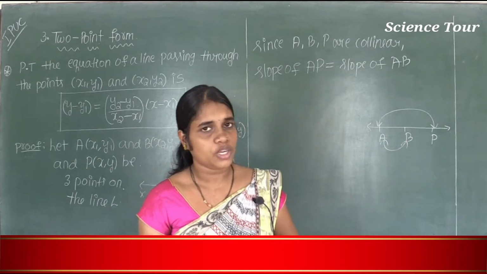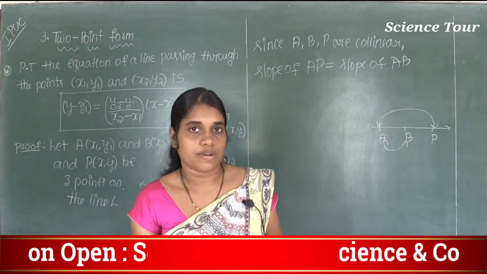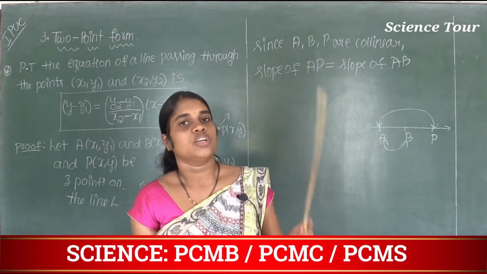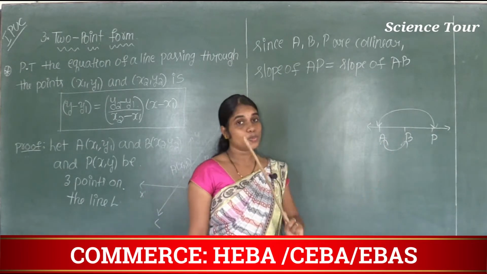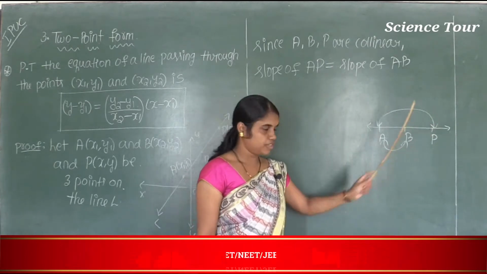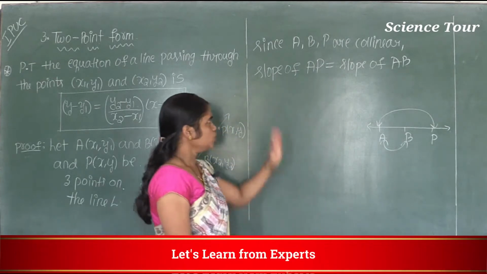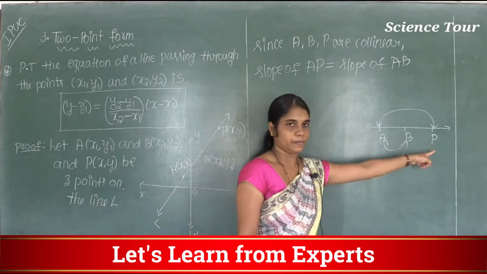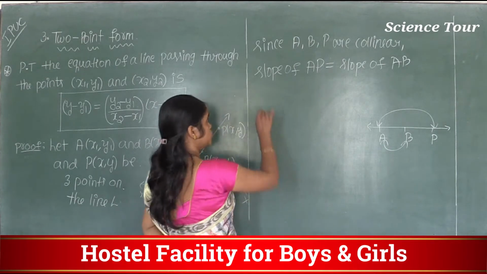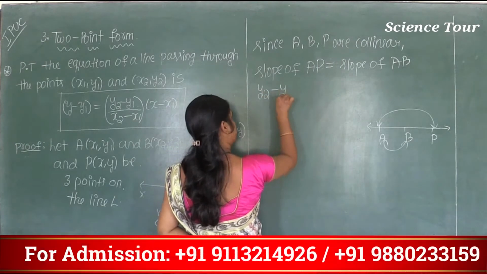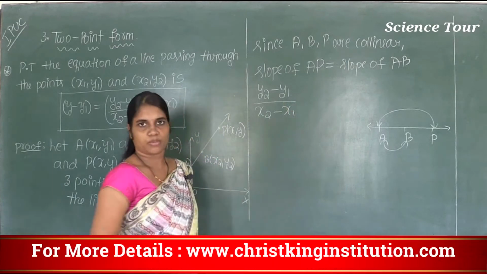One result we have already studied: if the lines are parallel, then we can say that their slopes are equal, isn't it? Here also, if the 3 points are collinear, then their slopes will be equal. So the slope of AP I can say is equal to the slope of AB. Now how to calculate the slope of AP? If we have 2 points, then which formula do we have to use? y2 minus y1 by x2 minus x1. We will use this formula, isn't it?